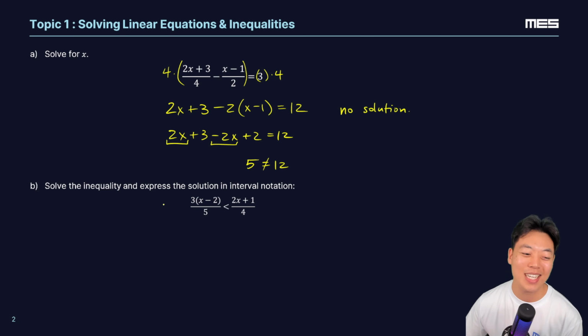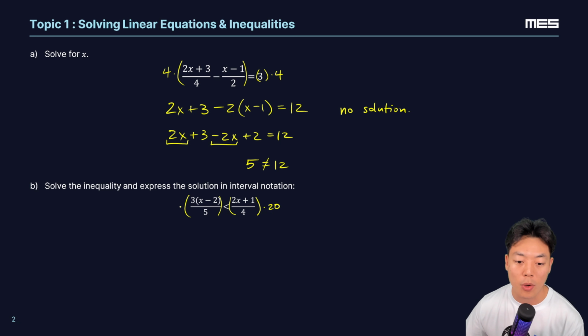Starting off strong. Letter B, we have solve the inequality and express the solution in interval notation. So let's first solve this inequality. Let's try to isolate the x. Again, same idea as letter A. I'm going to try and get rid of these numerical denominators.